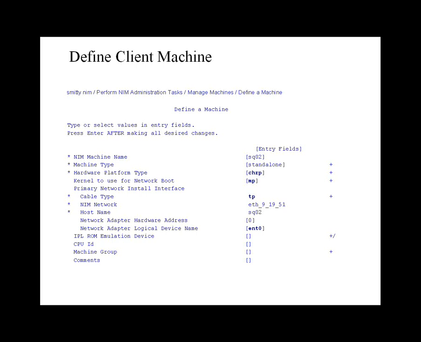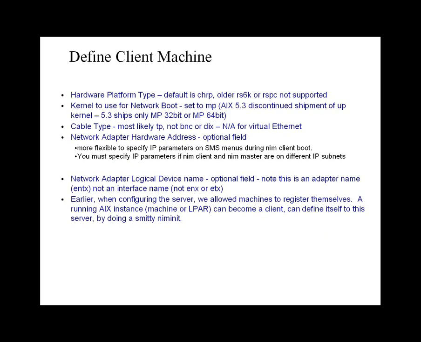This will define the NIM client. These are just some notes for the previous SMTI panel. The older types that you might see in there, older RS6K or RSPC, you won't find support for those in 6.1. Kernel used for network boot, cable type. Network adapter hardware address is an optional field. We can do bootp by MAC address. The support is in there. But that does say some things.